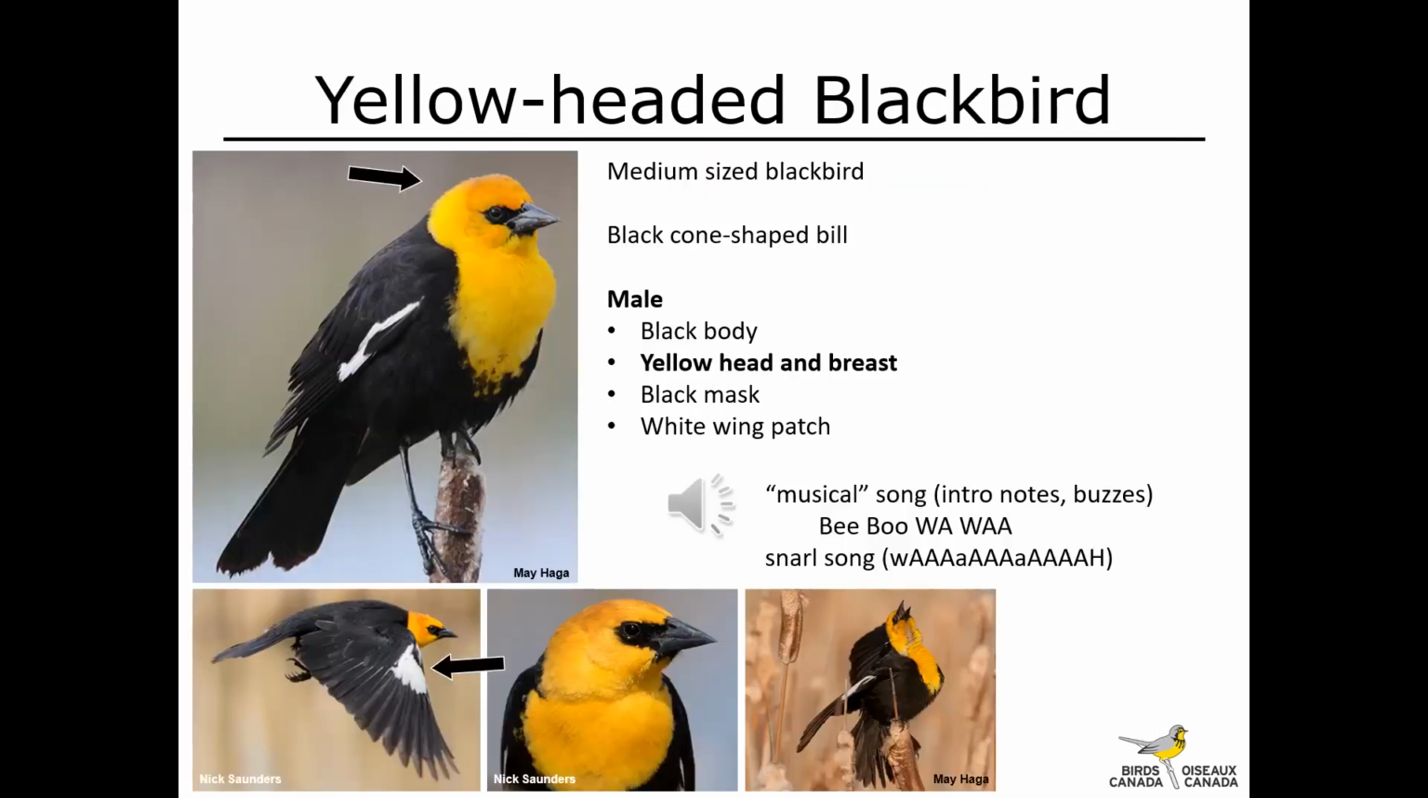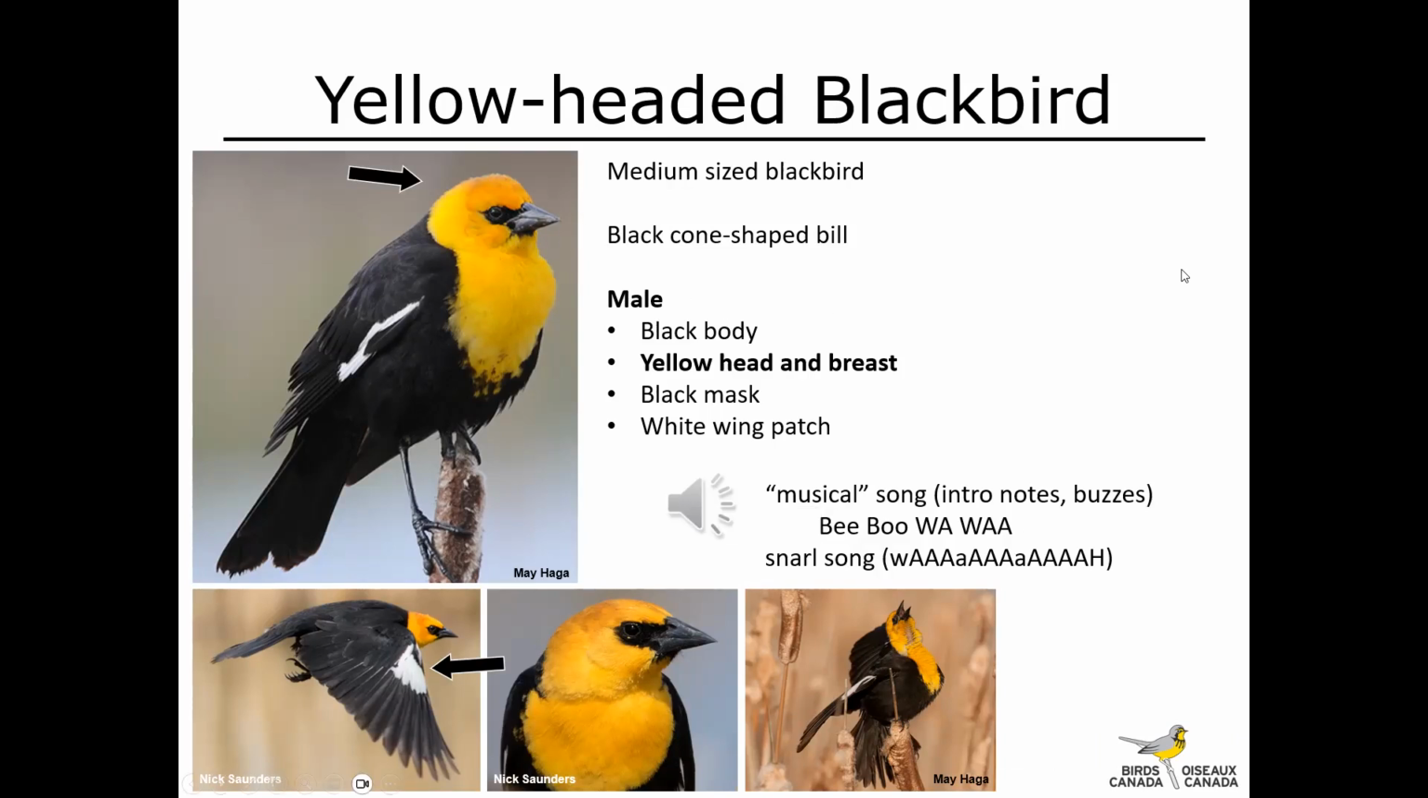And our other blackbird that inhabits the wetlands routinely. So we've got the yellow-headed blackbird, and again, expertly named, I love it, yellow-headed blackbird. That really describes the thing. Medium size, they're kind of similar overall in size to the red-winged blackbird, a little bit bigger, but generally quite similar. They do have that black cone-shaped bill.